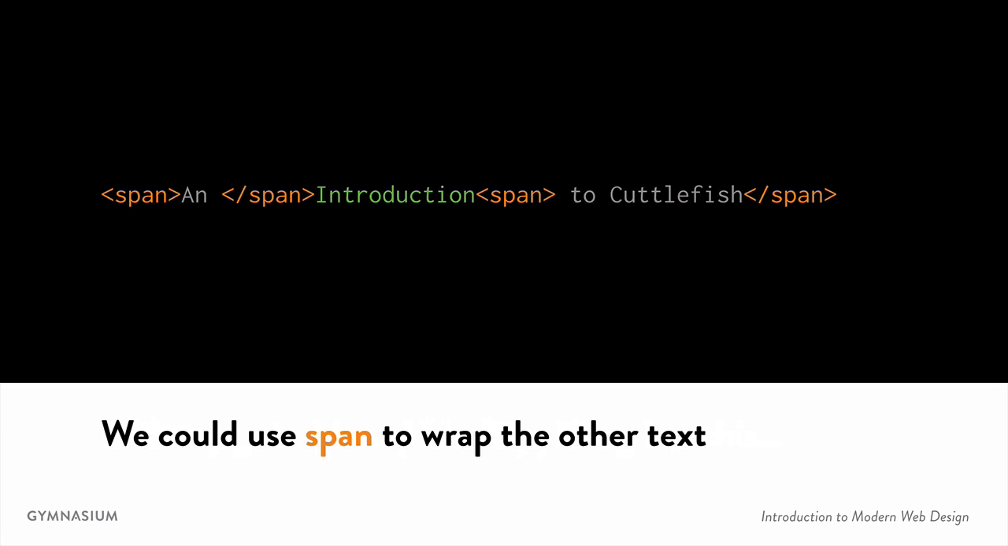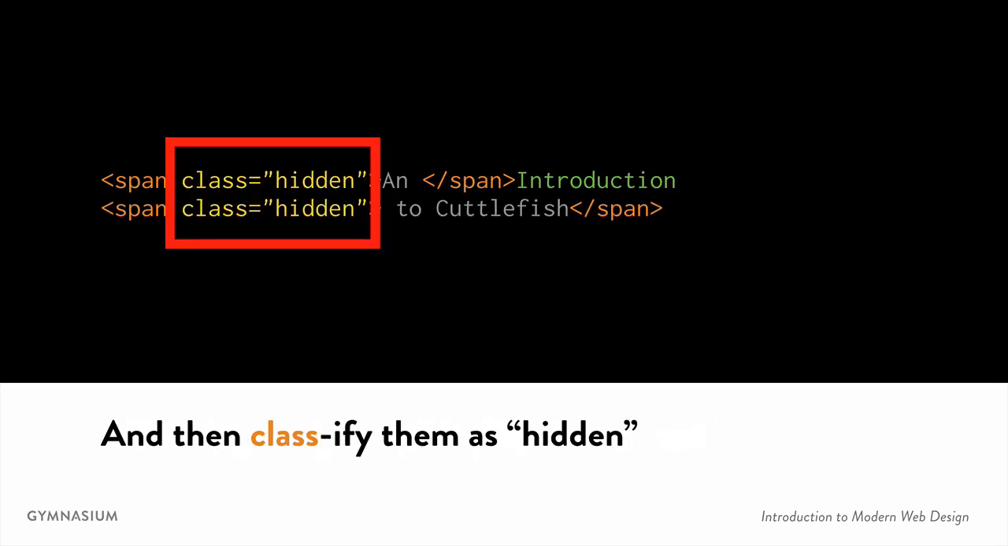And the reason is that I am going to classify these spans as hidden and then use CSS to make them disappear. If I left the spaces outside of those elements, there would be a space both before and after the word introduction, which may not be desirable in terms of the actual display of the page. Now I'll show you an example of how this plays out momentarily, but let's look at another option for arbitrary spans of text.